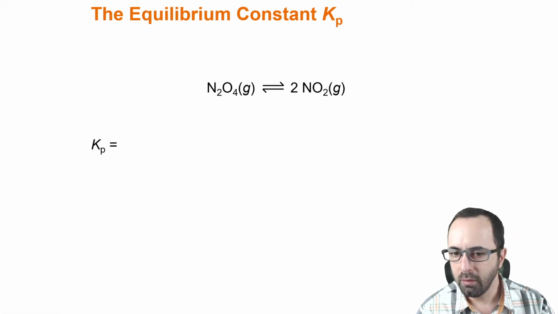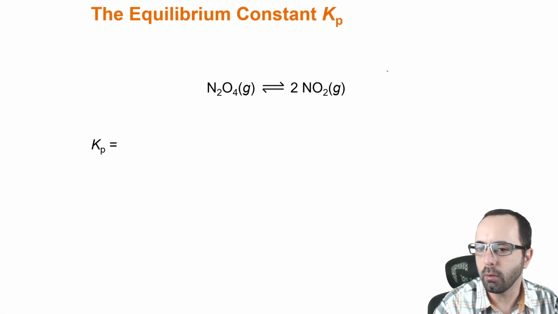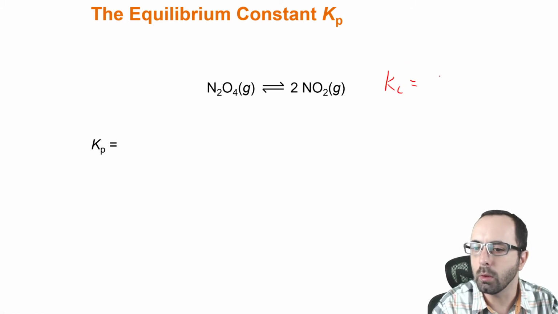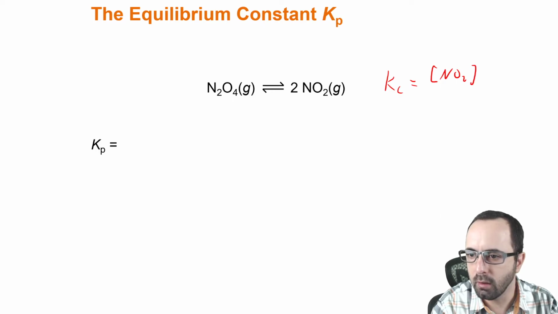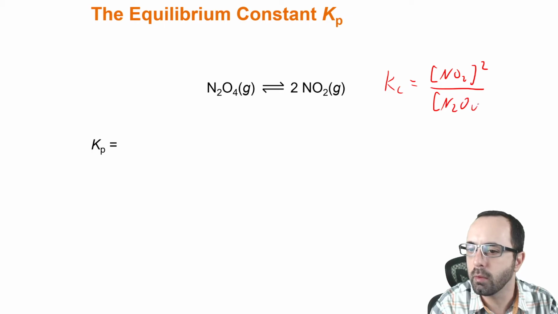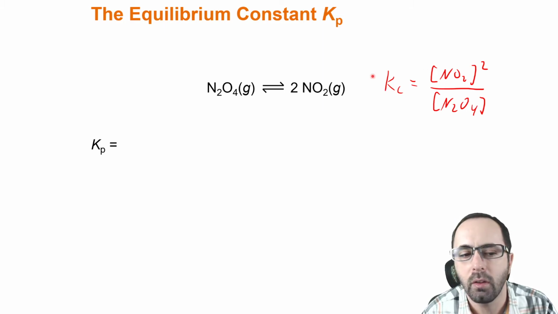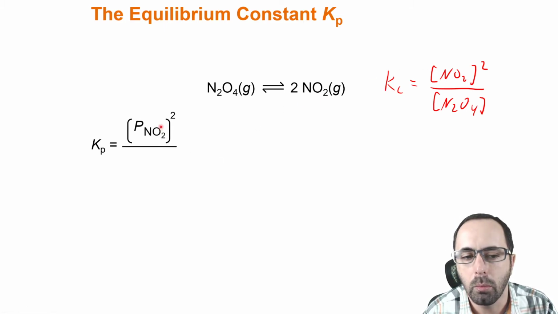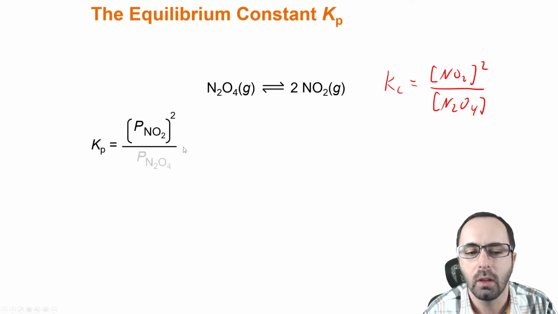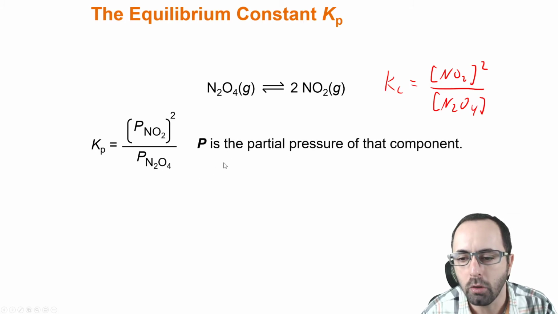If we're writing a Kp for this, well, let's say we're writing a Kc. The Kc would be NO2 concentration squared over the N2O4, right? A Kp is going to look just like that, but instead of concentration, there's going to be pressure. So here we'll put the pressure of NO2 squared, divided by the pressure of N2O4. Here P refers to the partial pressure of each of these gases, so the pressure due to the NO2 here, the pressure due to the N2O4.